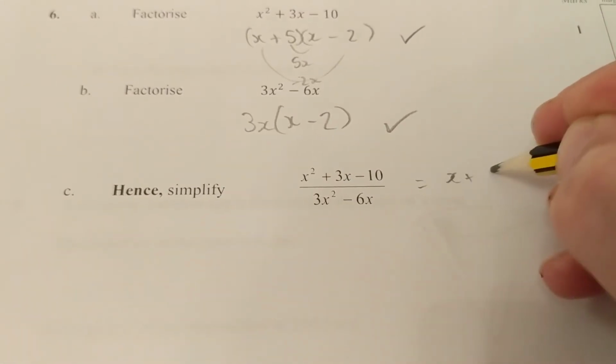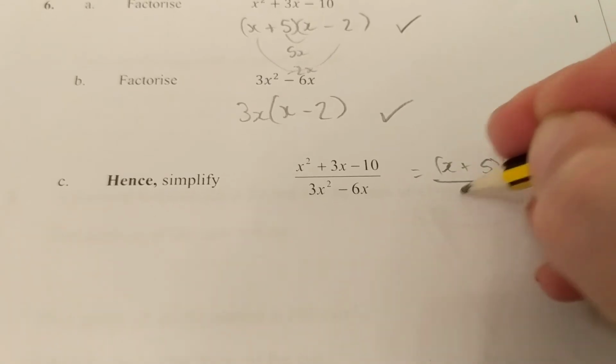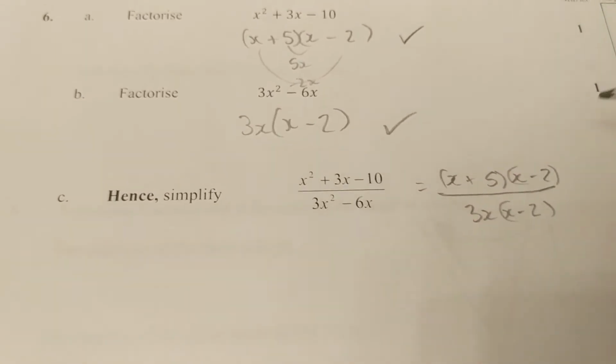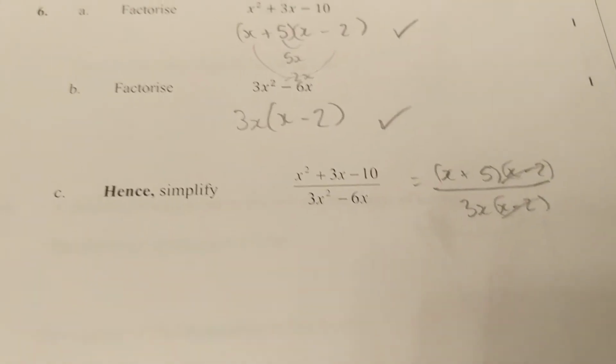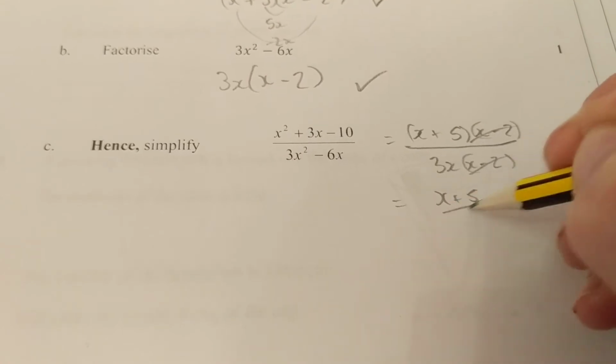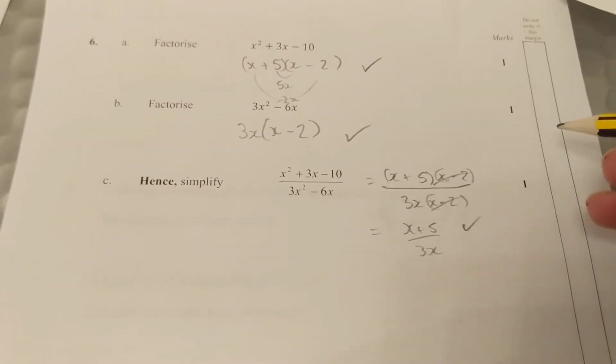Top line, x plus 5, x minus 2. Bottom line, 3x bracket x take away 2. So the x take away 2 is in the top and bottom, can cancel because everything's multiplying, leaving you with x plus 5 over 3x is your answer. So 3 marks available in question 6.